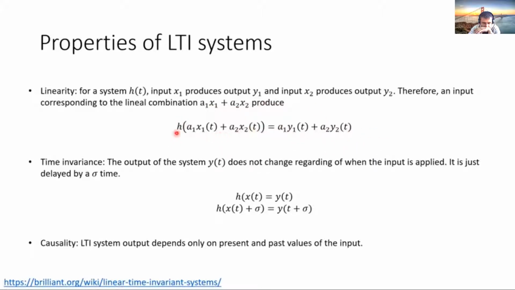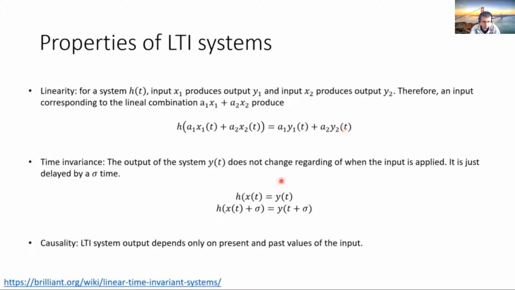For example, for the system H that we saw before, a linear combination of x1 and x2 with weights a1 and a2 will give the output a1 y1 plus a2 y2. This is a really good property because we can use superposition and any other linear system analysis techniques in order to solve the ODE equation and finally solve our problem.